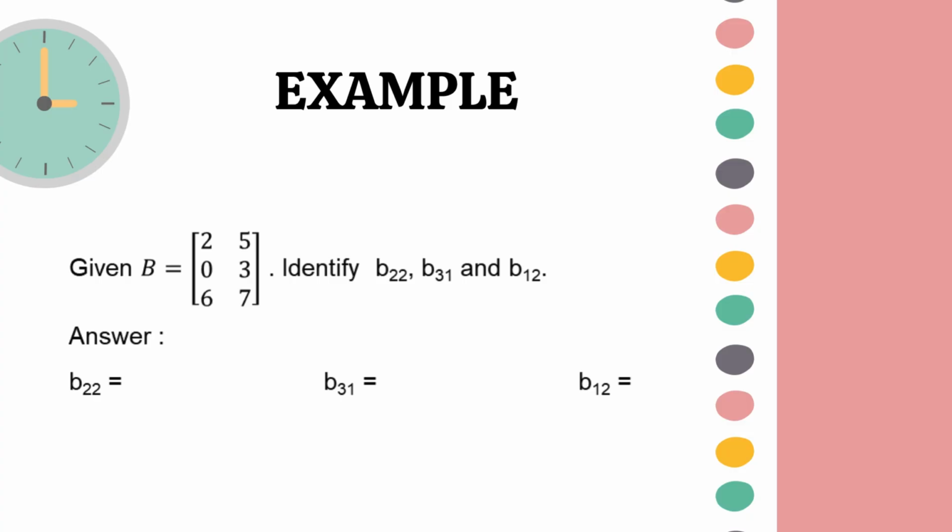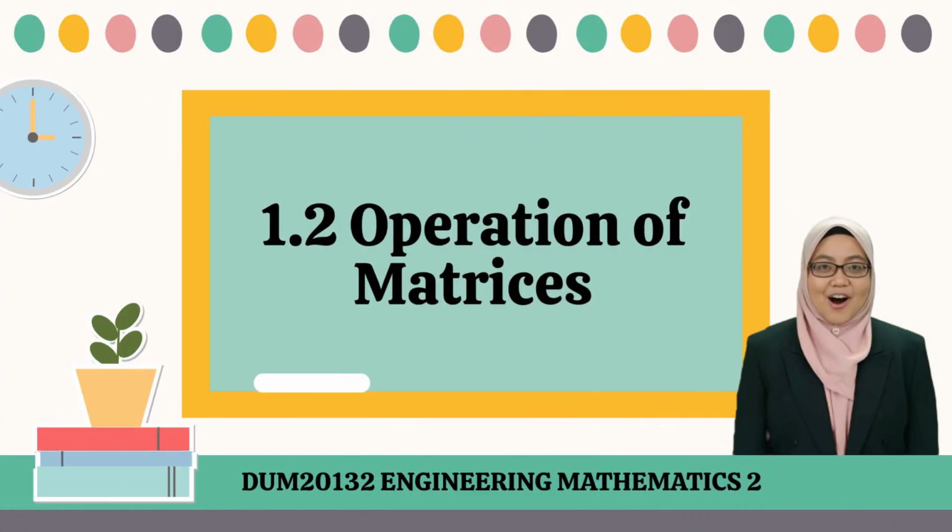This matrix has 3 rows and 2 columns, so its order is 3 by 2. Now, let's identify the following elements. B22 means the element in row 2, column 2. The value is 3. B31 means the element in row 3, column 1. The value is 6. And B12 means the element in row 1, column 2. The value is 5. Now, let's move on to the next subtopic, operations of matrices.